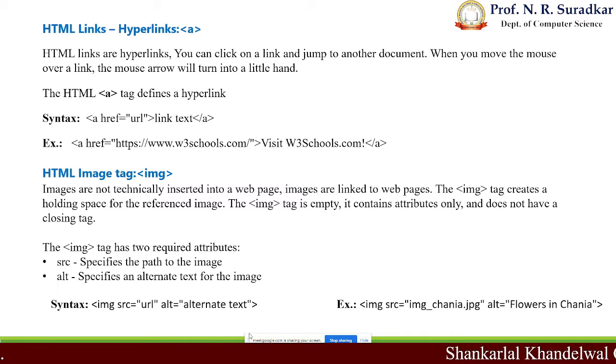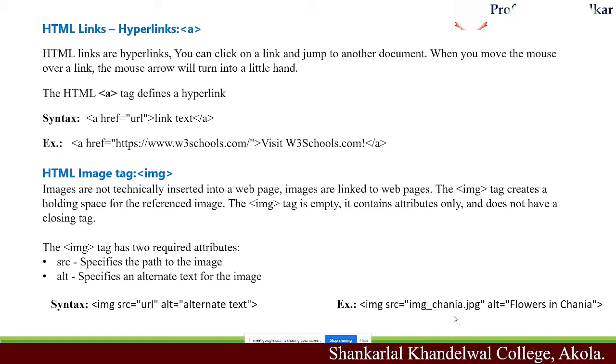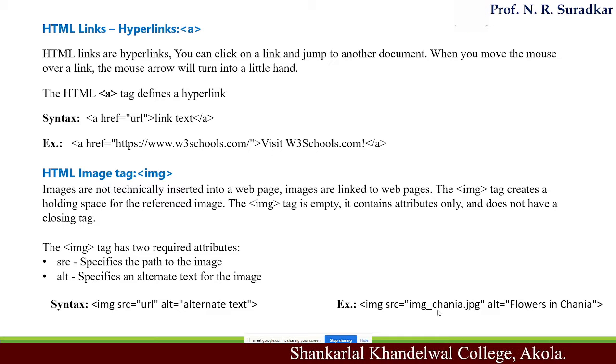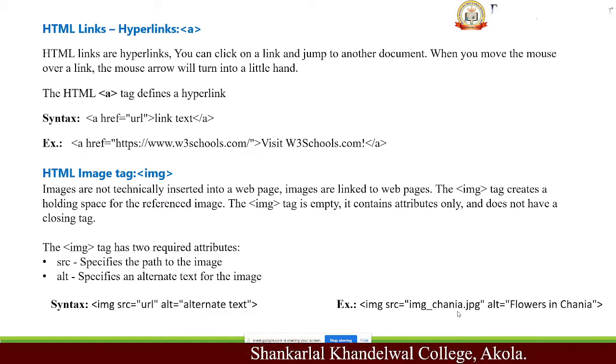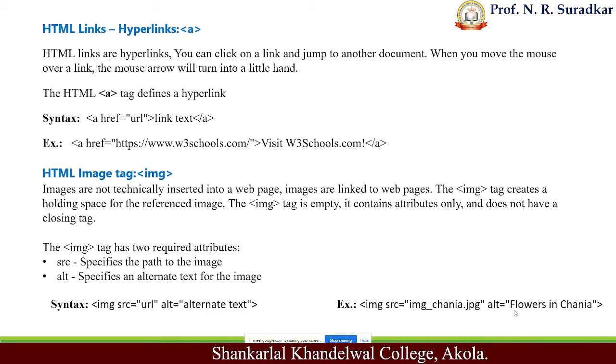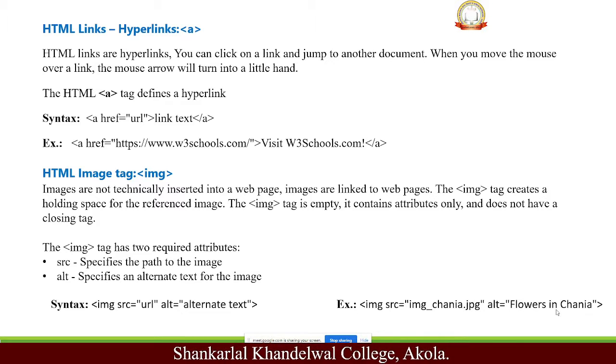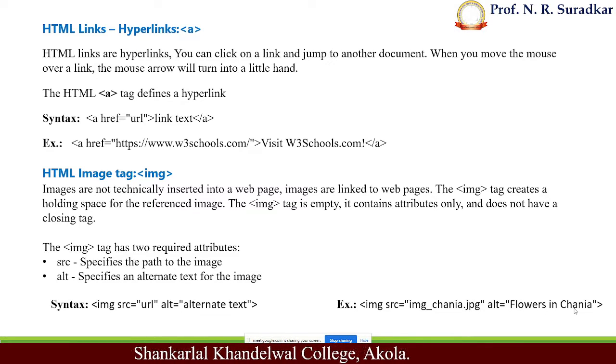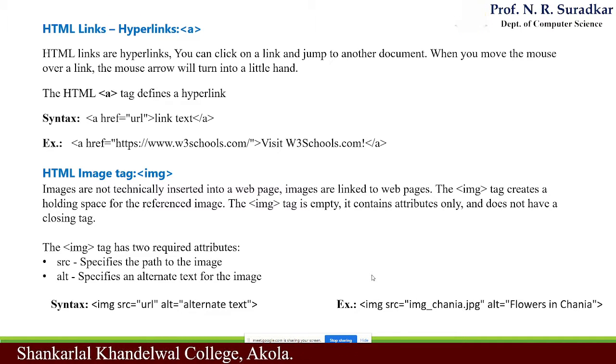Okay, this is the syntax, and this is the example. img src equals image underscore kenya.jpg. This is the location or place where we stored the image. Alt is the information about the image: flowers in Kenya. Okay, this is the way we can insert an image.